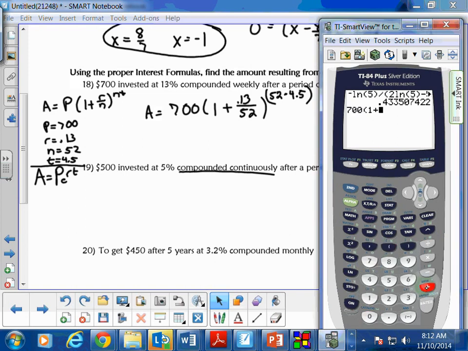700 times 1 plus 0.13 divided by 52. Now, that's an exponent, so you have to make sure you put the caret on there. 52 times 4.5. Oh, hold on, it didn't register my 52 correctly. Times 4.5. And the answer should be 700.